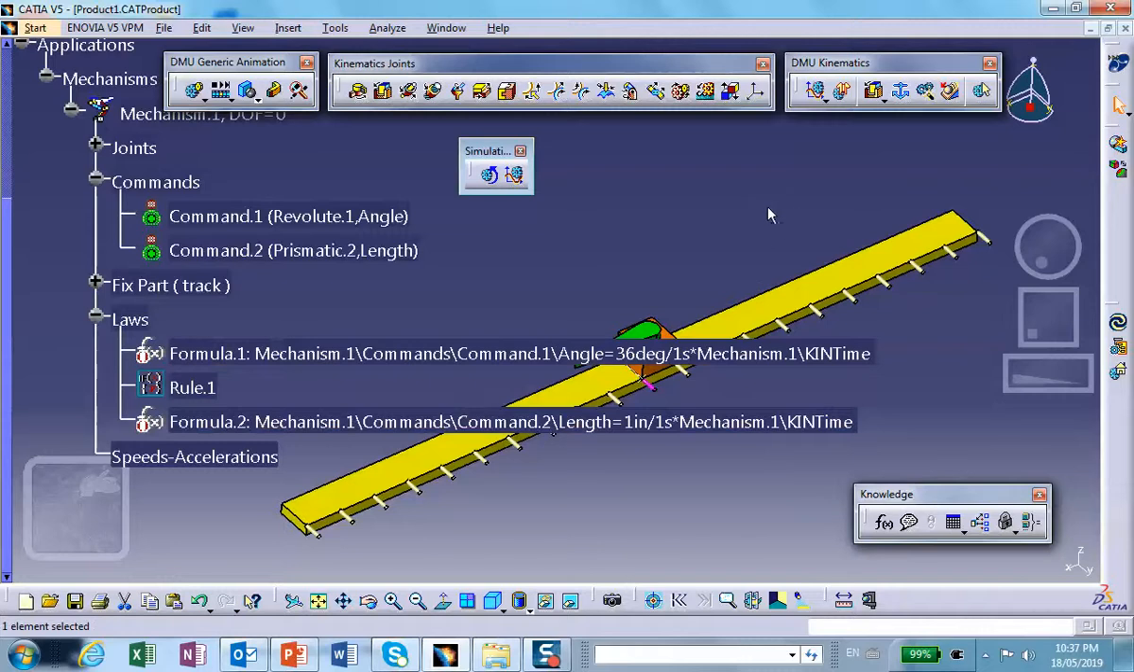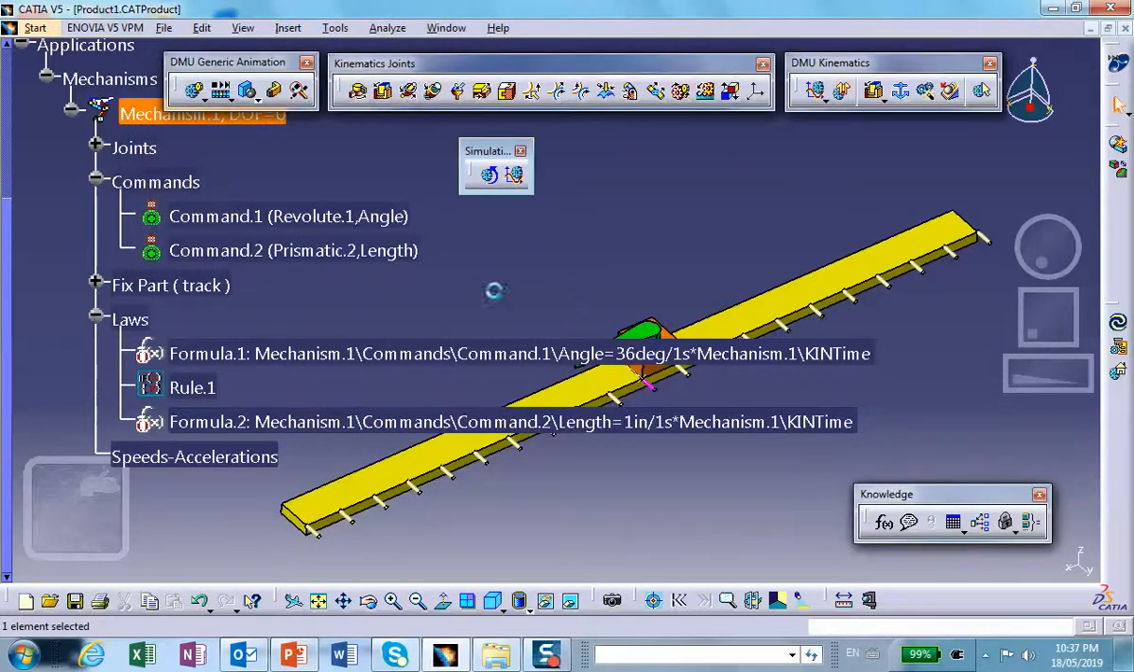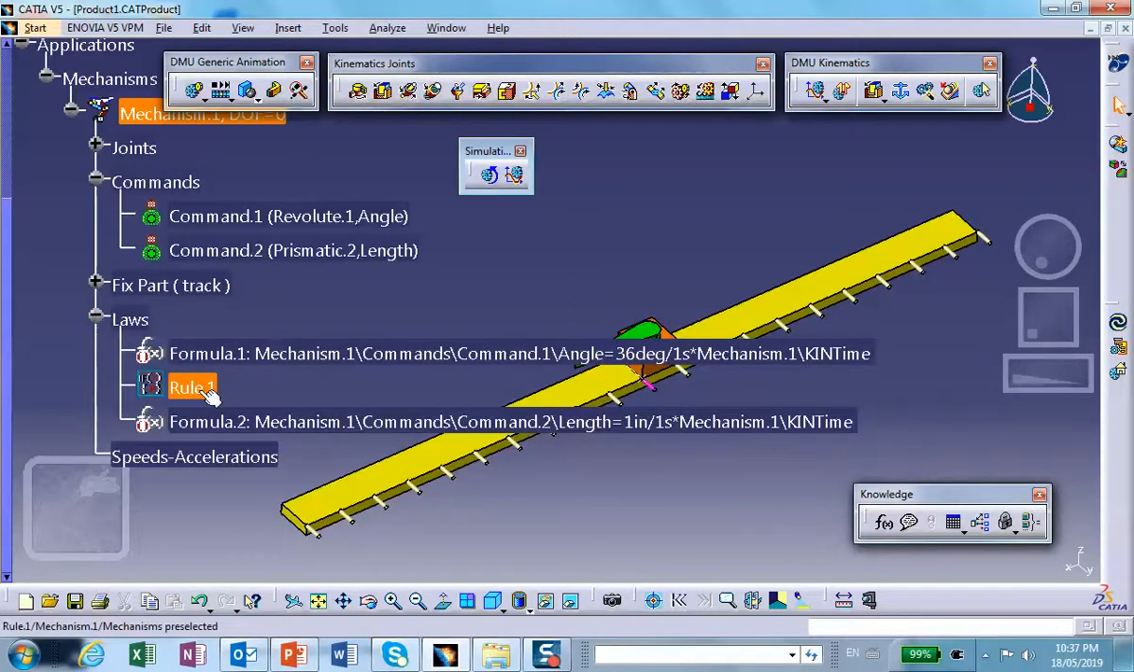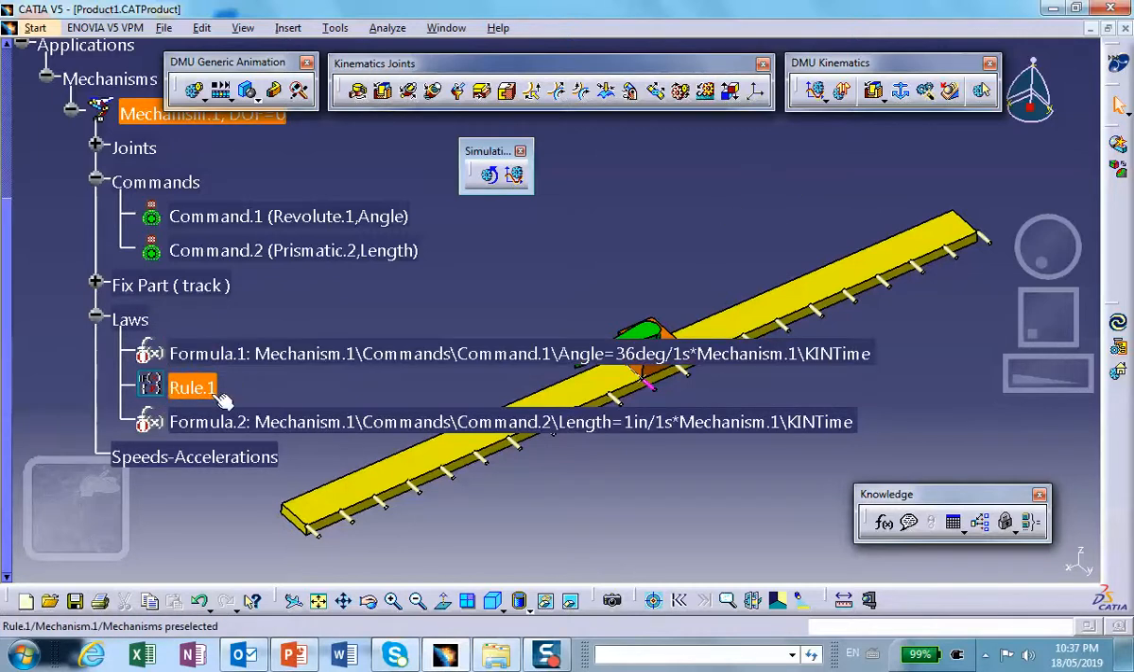Now let's do a simulation with laws, 10-second interval, and exactly the same effect as before is going to pop up. In other words, the block travels 10 inches and the propeller turns once. Rewind and OK. Now, if I wanted to, I could have done two rules, one for the prismatic joint and the other one for the revolute joint. But here we could put them both in the same rule.